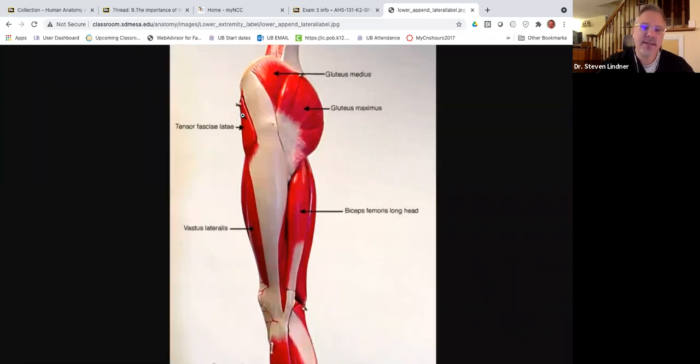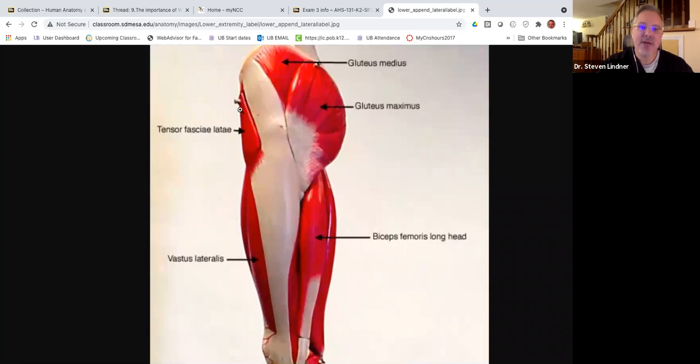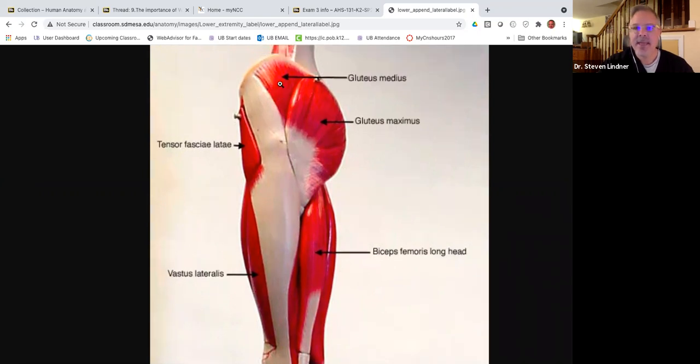So you can see a little bit of the tensor fasciae latae that inserts on it, but we can also see the gluteus maximus that inserts on it. So TFL flexes the hip because it's anterior. Gluteus maximus extends the hip because it's posterior. And gluteus maximus abducts the hip because it's more in the middle.